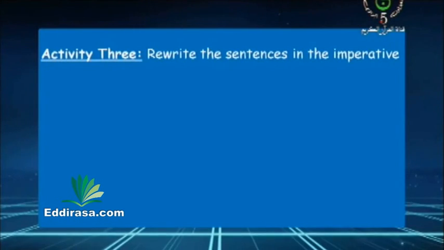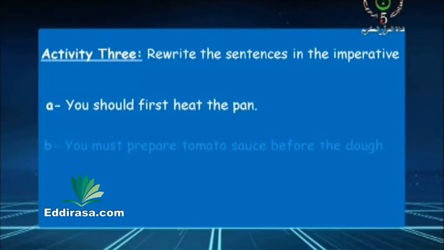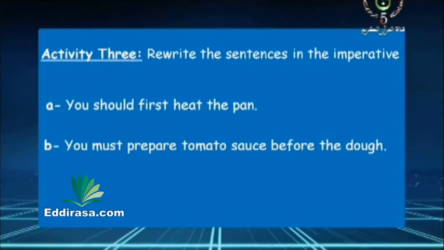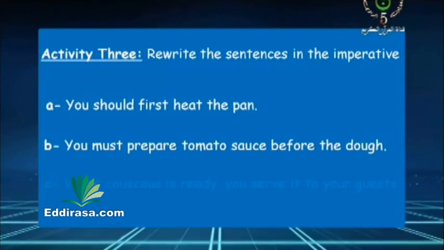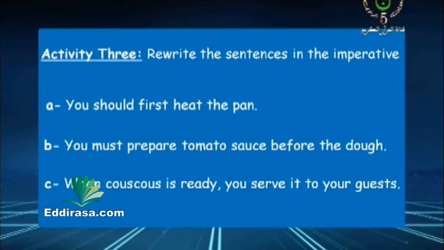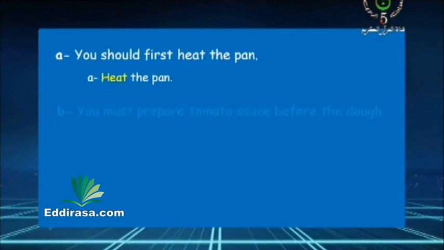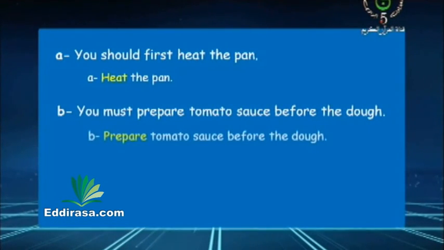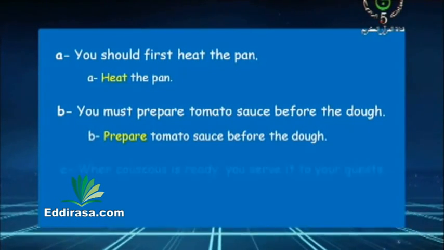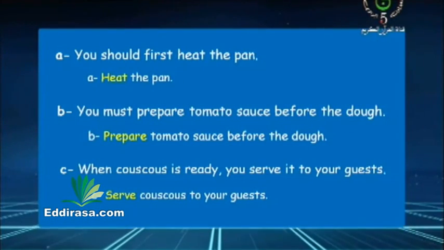Sentence A, you should first heat the pan. Sentence B, you must prepare tomato sauce before the dough. Sentence C, when couscous is ready, you serve it to your guests. Okay? For sentence A, it will be heat the pan. For sentence B, it will become prepare the tomato sauce. For sentence C, it becomes serve couscous to your guests.